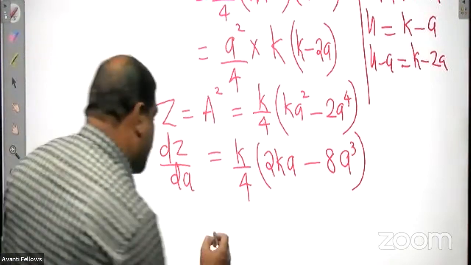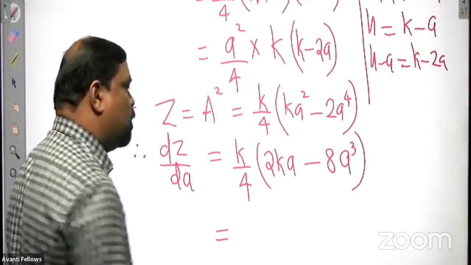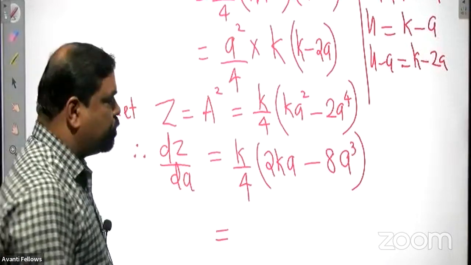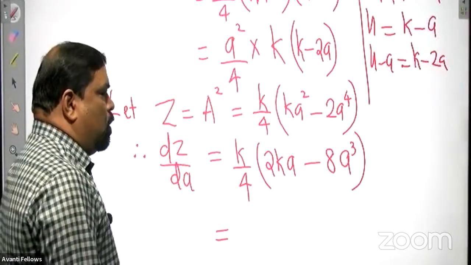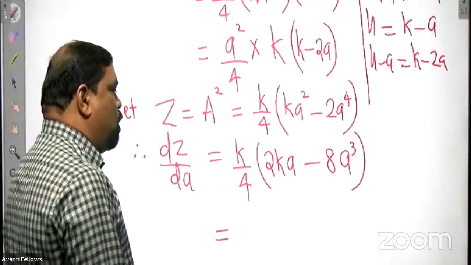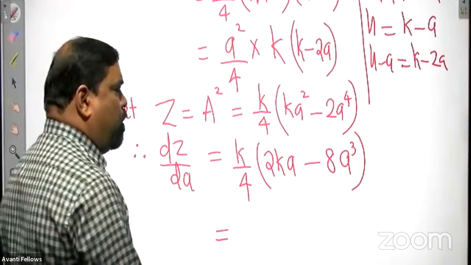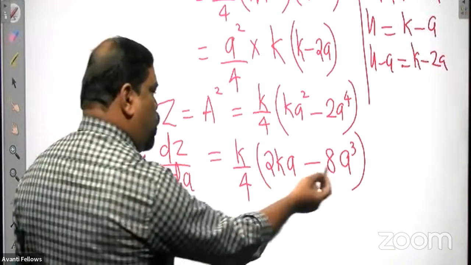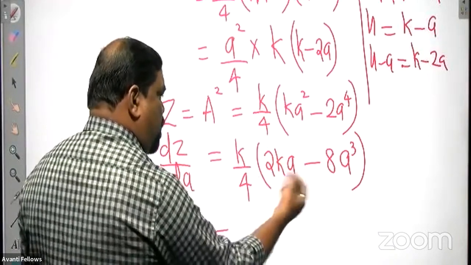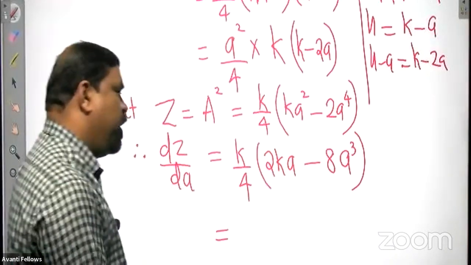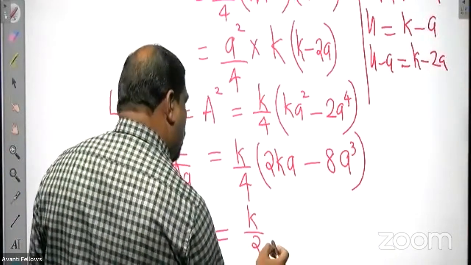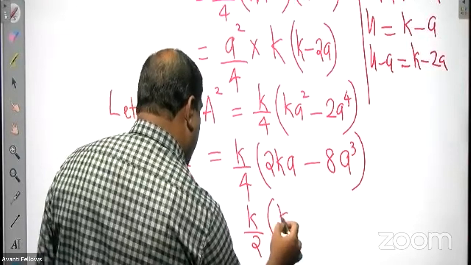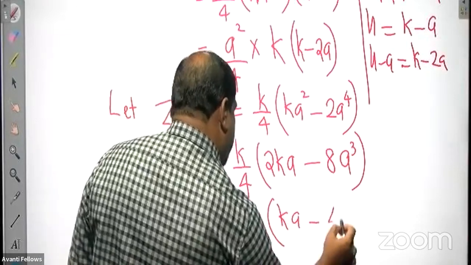And that is equal to, if you want a little modification you can do. You can take the 2 outside. Okay, 2 is common, the remaining you keep like that only. You take 2 outside, so you will get k by 2 into ka minus 4a cube.